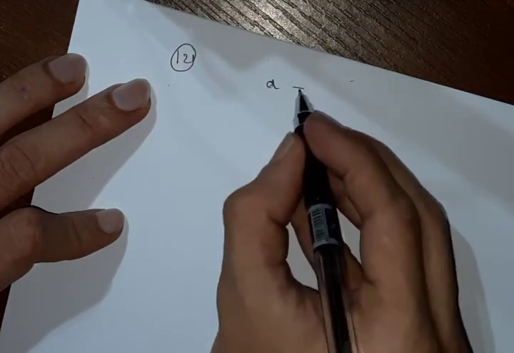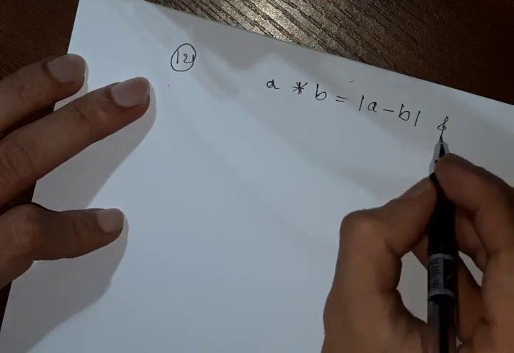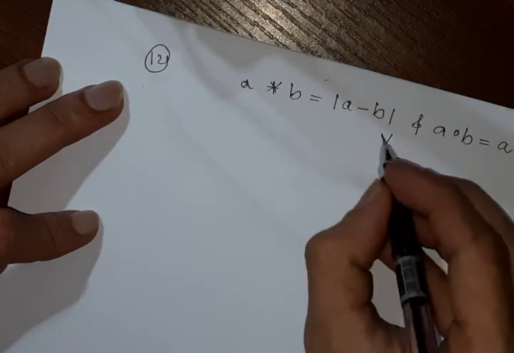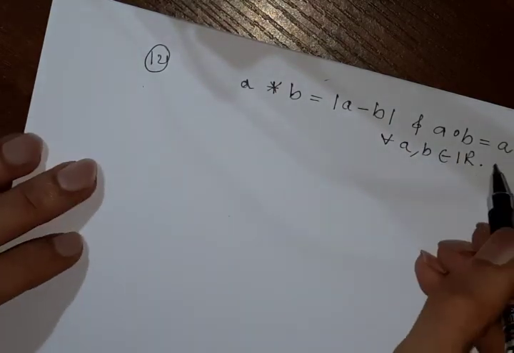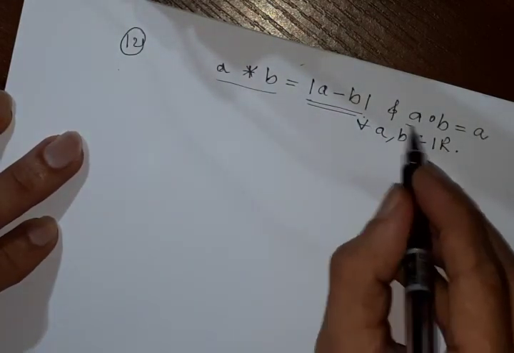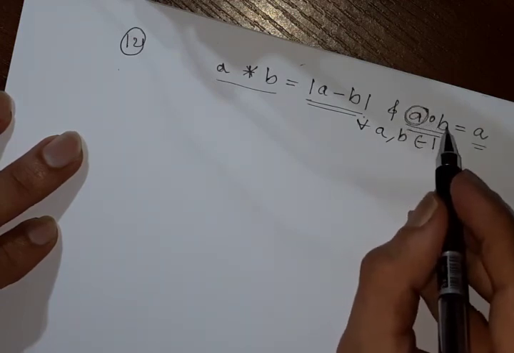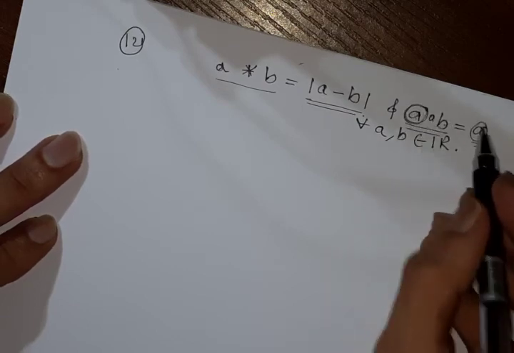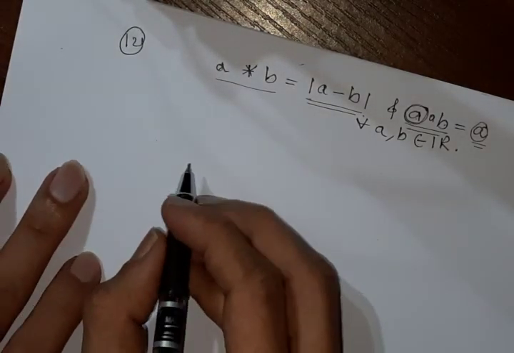Here you are given two binary operations, A star B equal to modulus of A minus B, and A O B is equal to A, and this is true for all A, B belonging to the set R. So what is the first operation? It is A star B, that is modulus of A minus B, and A O B is equal to A, that is the first element. Now first let us prove that star is commutative but not associative.